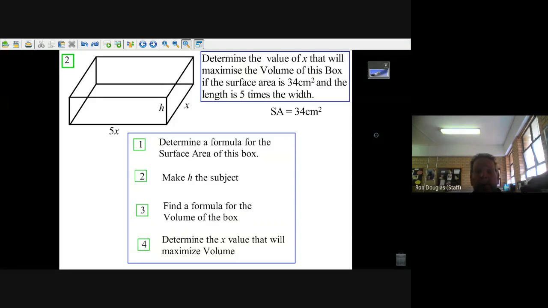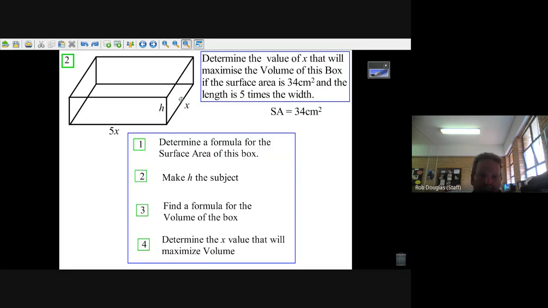Okay, here's the second question in our min-max calculus workshop. And here we go. The question is, determine the value of x that will maximize the volume of this box. But you're given that the surface area equals 34 square centimeters. Well, you're given this 34 square centimeters, so you're going to have to make a formula for the surface area of this box, because we can say 34 equals, and you just have to know how to do that.